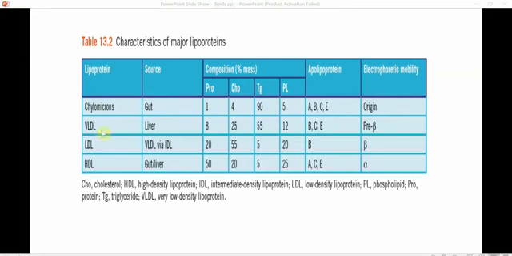Also, these particles are classified based on their density, because they were first separated by ultracentrifugation, and as you know, the density is determined by the mass to size ratio. Therefore, we got these fractions. At the same time, because these contain protein in their nature, they can be separated by another technique depending on their electrophoretic mobility.